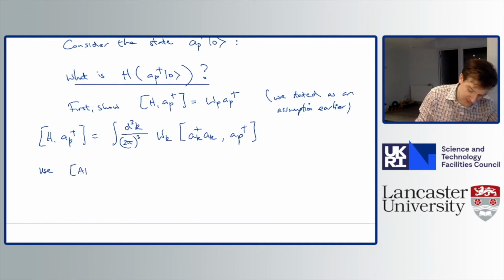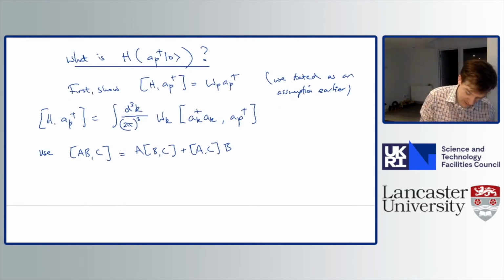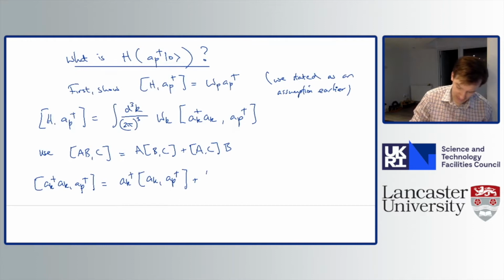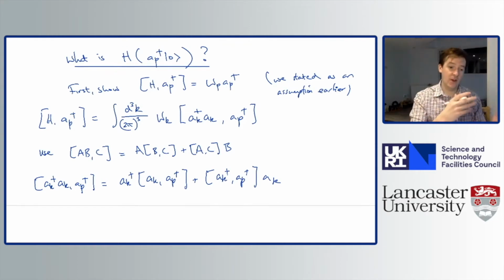So first of all, there's a general relation between commutators that if you have AB with C, you can split this in the following way. Okay, so it's a product of a commutator of just two terms. So in our case, we have A_K dagger, A_K, A_P dagger. So we're going to have A_K dagger, A_K, A_P dagger plus this second term, none.